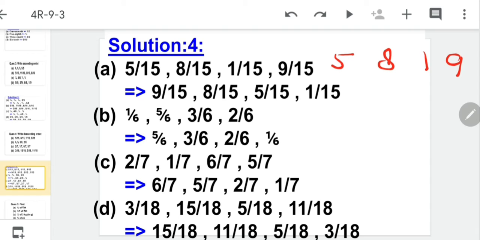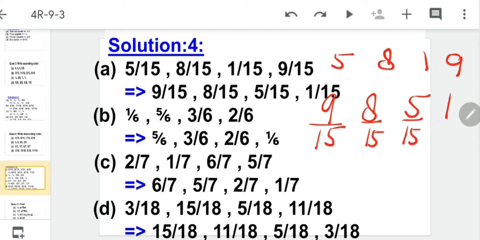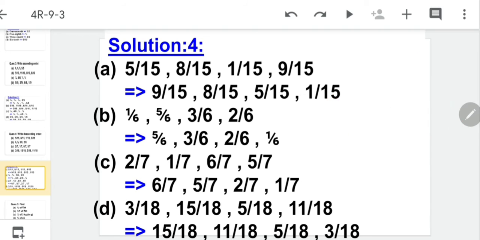Now place them according to the descending order of numerator. So it will be 9, 8, 5, then 1. Now place their denominator, which is 15. So it will become the descending order for these fractions. Okay, I hope this is clear to you all.